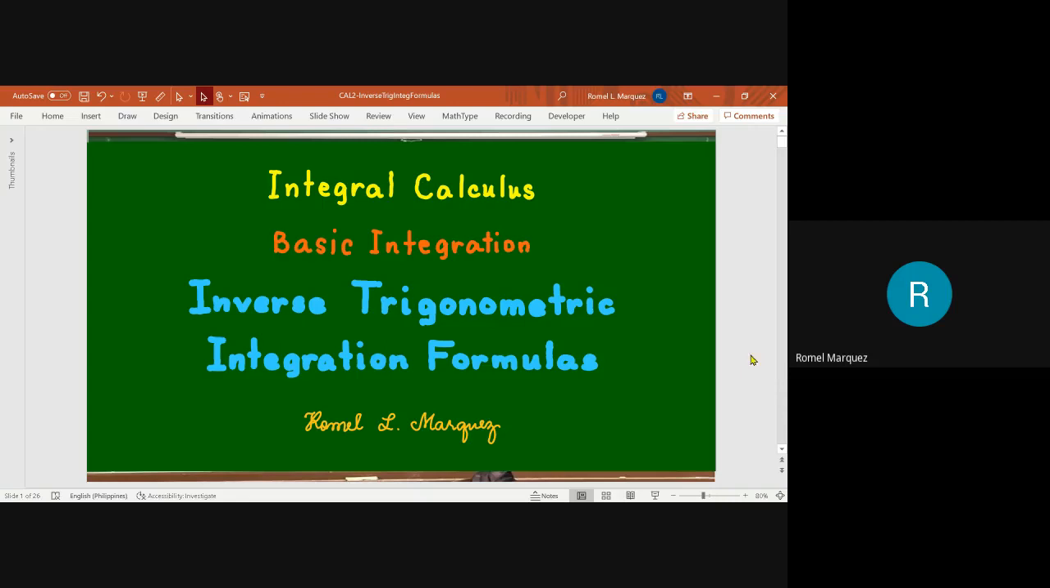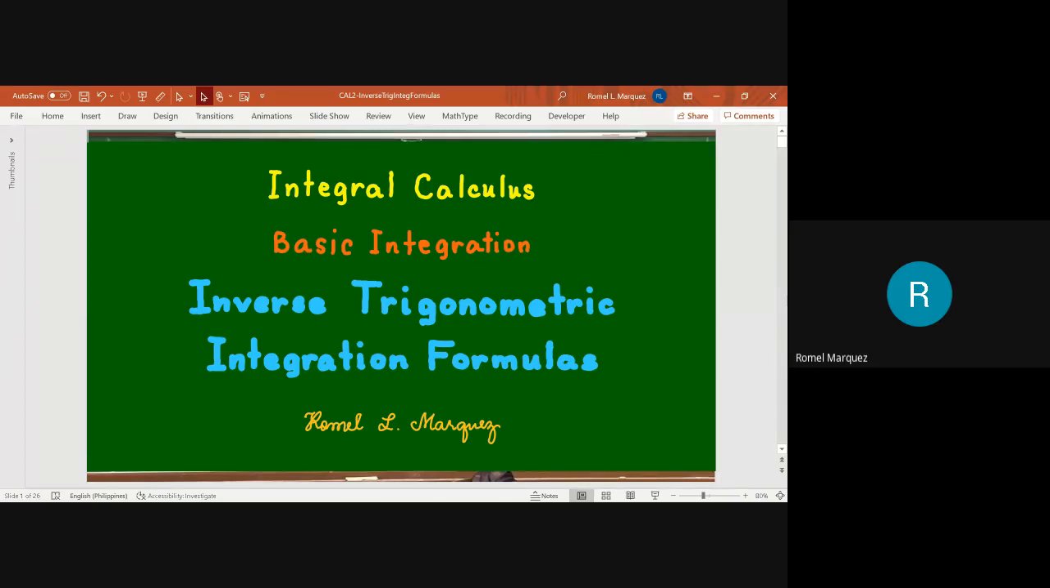So, today, I'm going to discuss another integration, basic integration formulas. These are called inverse trigonometric integration formulas or integrals. After evaluation, you will come up with inverse trigonometric functions.